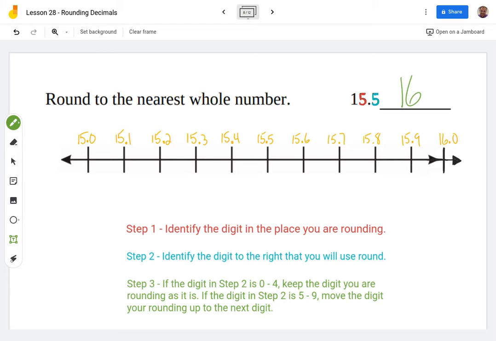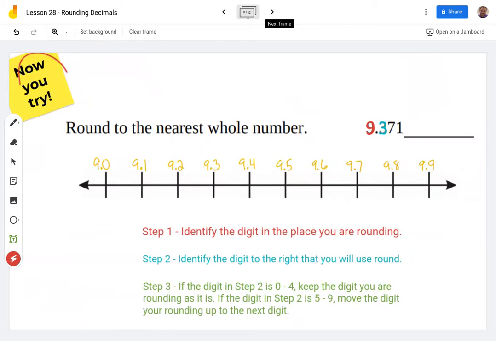And again, using a number line to make sense of what we're doing, we can see our original number, 15 and 5 tenths, rounds up to 16 because it is closer to 16 than it is to the whole number that came before it. This distance is actually equal, but that's why we have to pick a direction. We pick to round up, and so we do. All right, now you try.